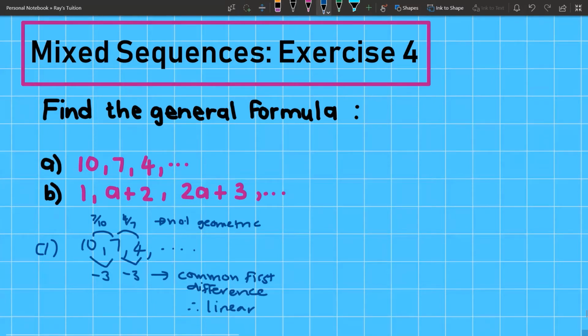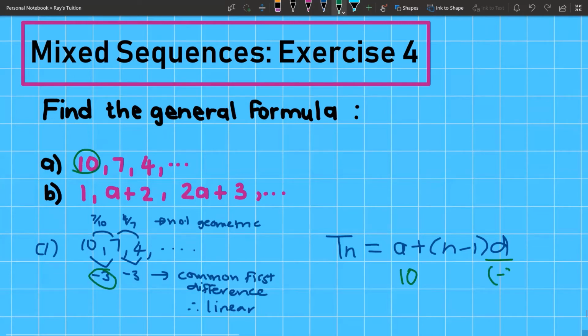If it is linear, it follows the formula Tn is equal to a plus (n minus 1) times d. And then we just have to fill in what a and d are so that we can have the general formula. So a is the first term, so it is 10, and our d is our common difference. And in this case, it's -3.